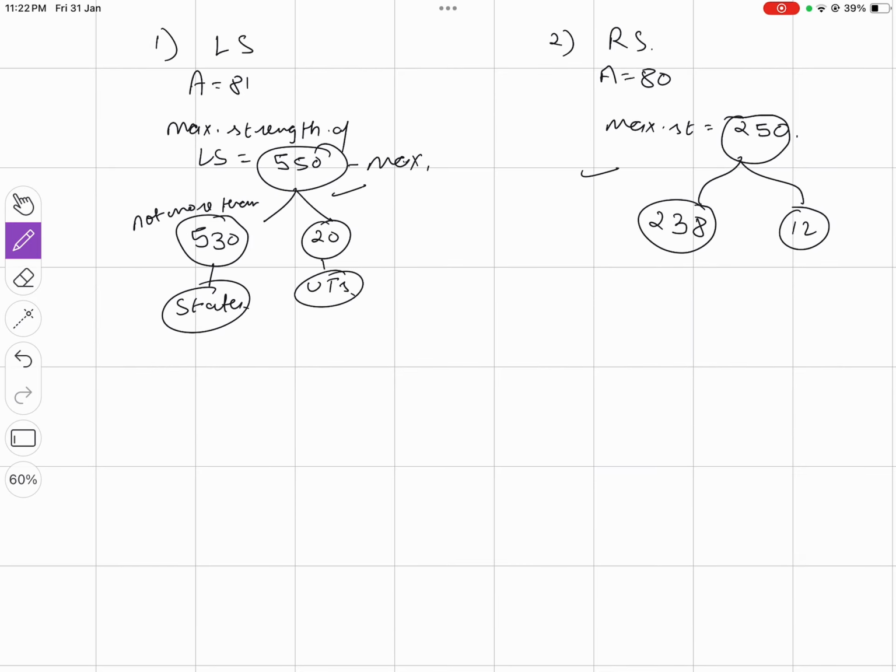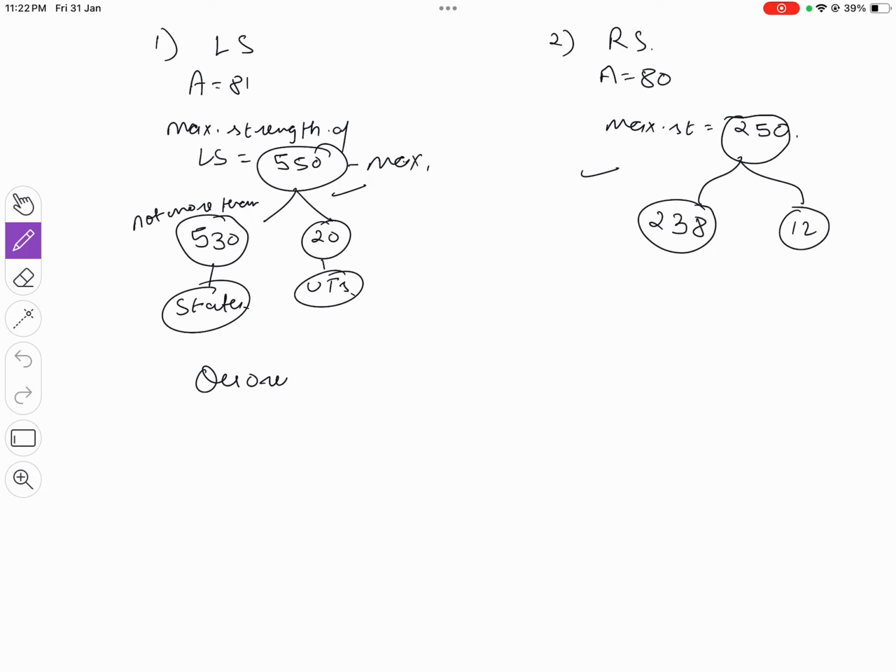Now one more thing I need to tell you: quorum. Quorum is nothing but the minimum number of members required to be present in the house for the house to sit and transact its business. That is 1/10 of the total strength of the house. That is our quorum.